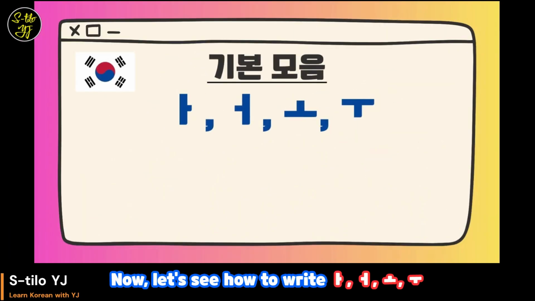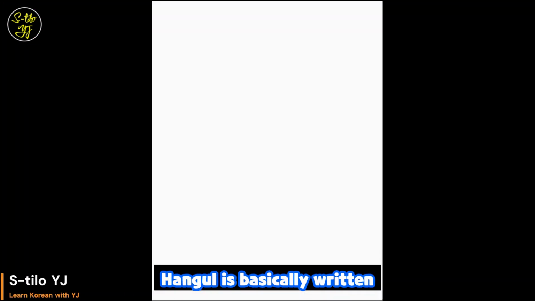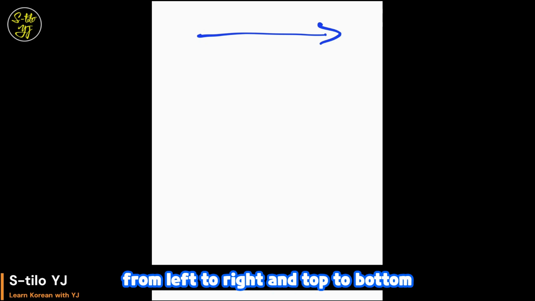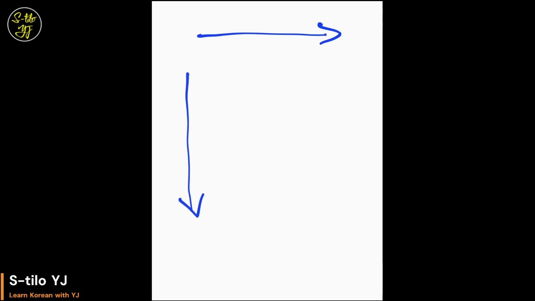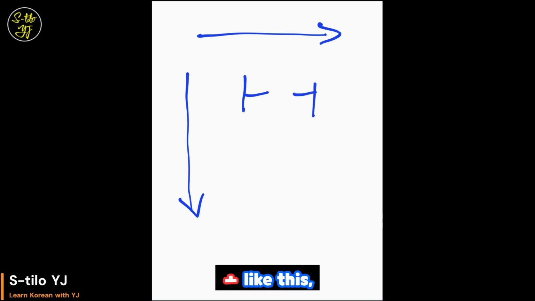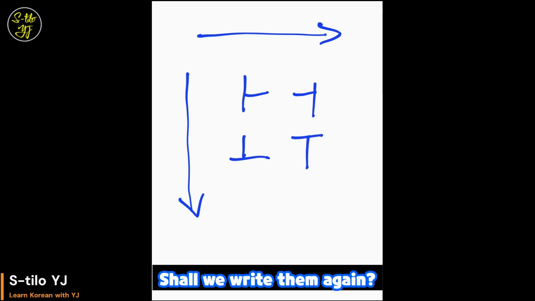Now let's see how to write A, O, U. Hangul is basically written from left to right and top to bottom. A is written like this. O like this. O like this. And U like this. Shall we write them again?